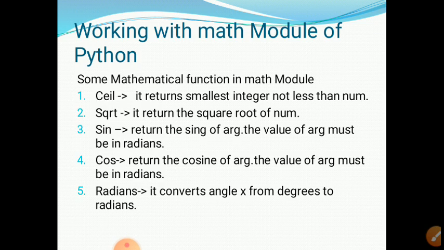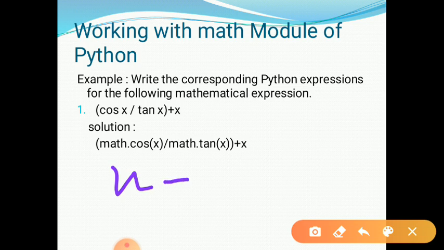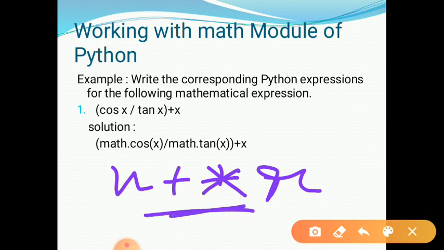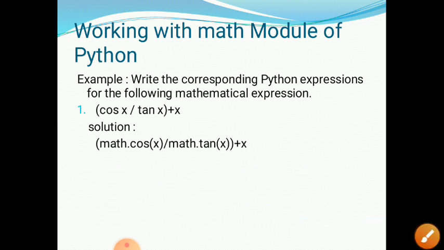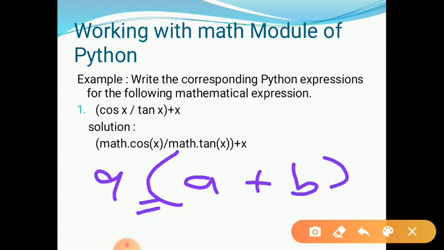Suppose I write x plus multiply r. It will be wrong because we can't use two operators simultaneously here. And if we want to write just like in maths, x opening bracket a plus b, it's also wrong because here no operator is given. So it is necessary that you write each and every operator in your expressions.